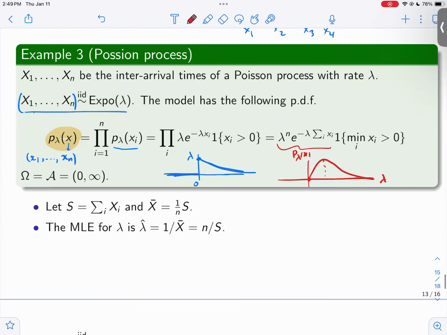And it turns out that if I have the sum of them, if I call the sum S, then the sample mean would be 1 over N times S. The MLE for lambda, this lambda hat, would be 1 over X bar, or N over S.